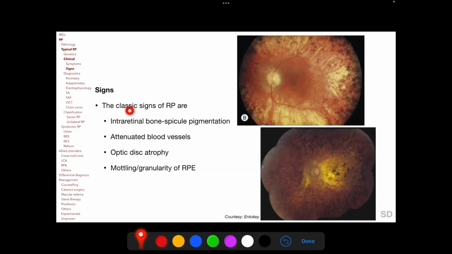The classic signs of retinitis pigmentosa are intraretinal bone spicule pigmentations, attenuated blood vessels, particularly the arterioles, optic disc atrophy, and mottling and granularity of retinal pigment epithelium. These three form the classic triad of retinitis pigmentosa. This photograph is of an eye with very advanced retinitis pigmentosa, showing atrophy and bone spicule pigmentation in the macula.